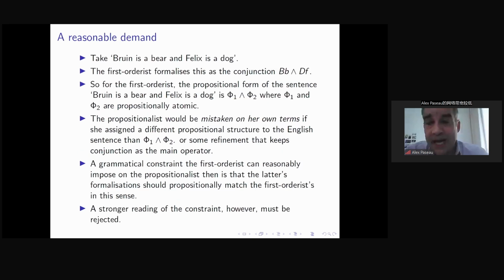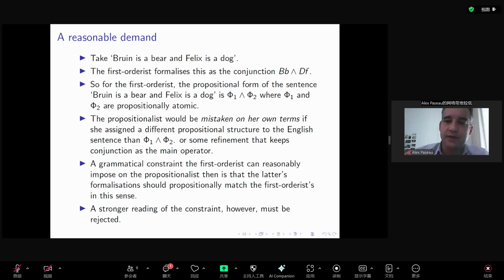But hang on, that's a little fast, I think. In our particular case of interest, in our case study, there is actually a way to break the deadlock and to get a criterion up and running, a way of understanding the criterion such that the two ways of thinking, the two logics, might be compared one to the other. So there might be some commensurability after all, I suggest. So let's think about a sentence like: Bruin is a bear and Felix is a dog.